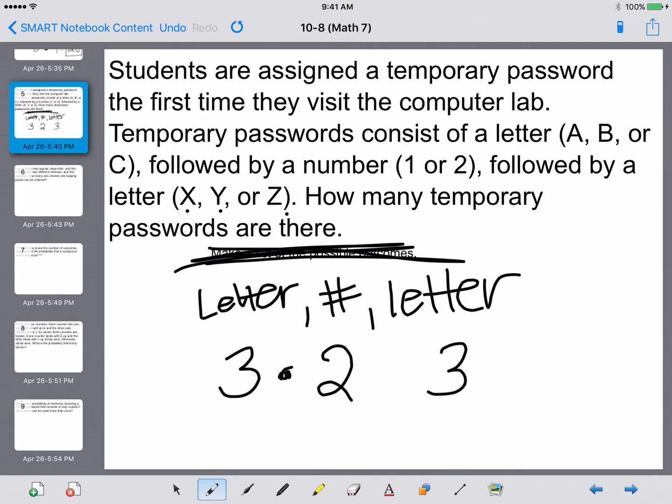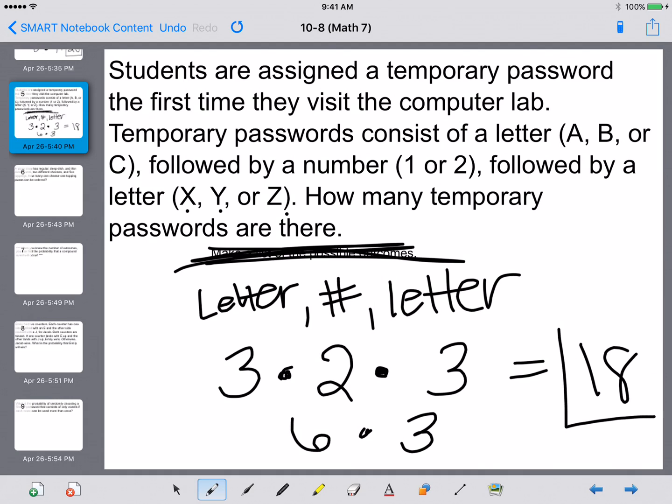All you do is multiply those together. 3 times 2 is 6. 6 times 3 is, brain fart, 18. And so the total number of temporary passwords is 18.